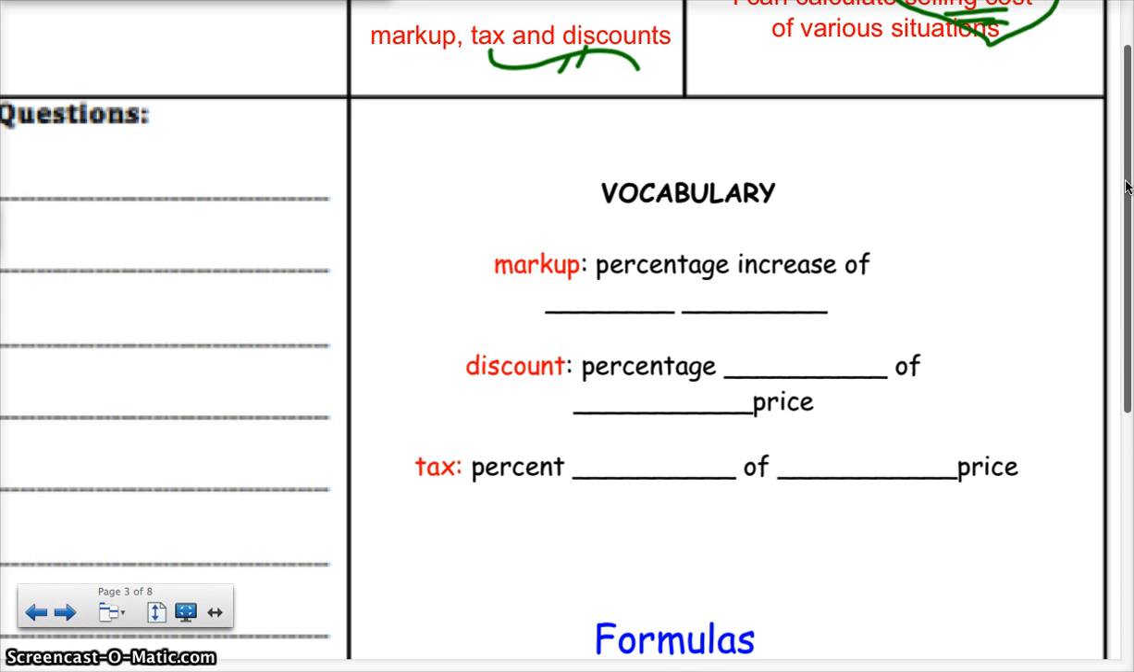Markup is a percentage increase of the store's cost. This is how they bring in their profit. Stores mark up an item so they can bring in some extra money to pay their bills and bring profit in for the company to keep going. Okay?